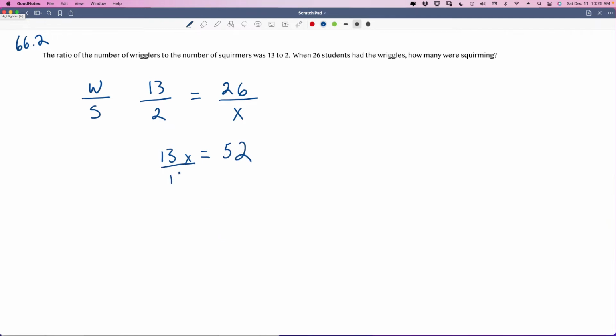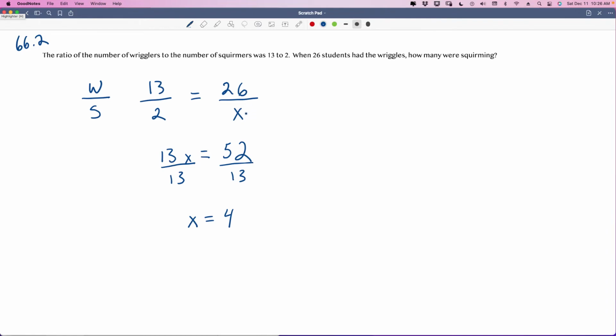We divide both sides by 13. 13 divided by 13 is 1x. And this 52 divided by 13 is going to be 4. I think 4 times 3 is 12. Carry 1. 4 plus 1 is 5, so 52. So x is 4. So when there were 26 wigglers, there were 4 squirmers.